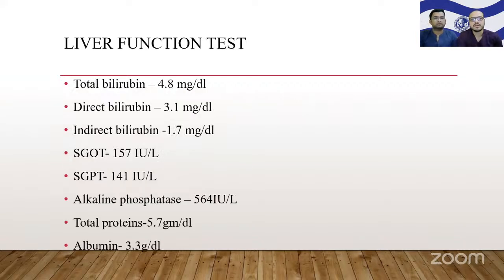Liver function tests, total bilirubin was 4.8 milligram per deciliter, direct bilirubin 3.1 milligram per deciliter, indirect bilirubin 1.7 milligram per deciliter, SGOT 157 international units per liter, SGPT was 141 international units per liter, alkaline phosphatase 564 international units per liter, total proteins was 5.7 grams per deciliter, and albumin was 3.3 grams per deciliter.